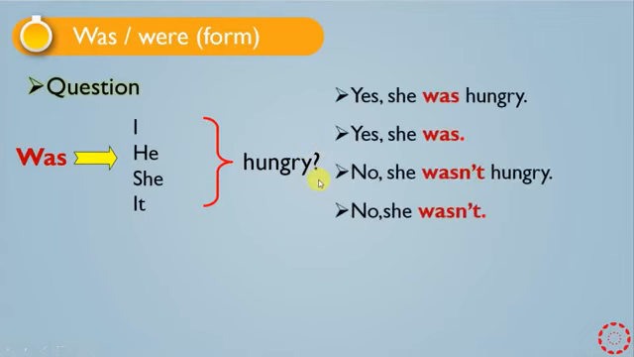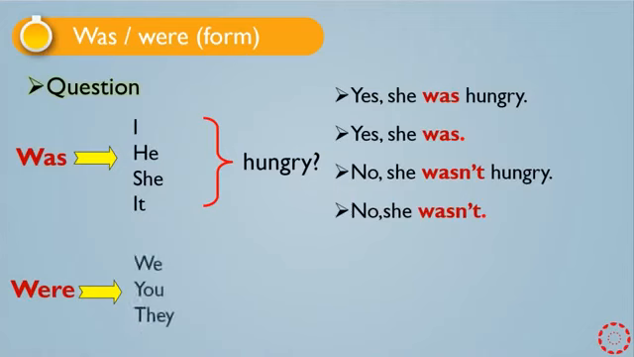Very good. So if we answer the question, we possibly say yes, she was. Was she hungry? Yes, she was hungry. Or we can also say yes, she was. If we say no, we should add negativity to the sentence. No, she wasn't hungry. Or we also can say no, she wasn't, without hungry. Very good.